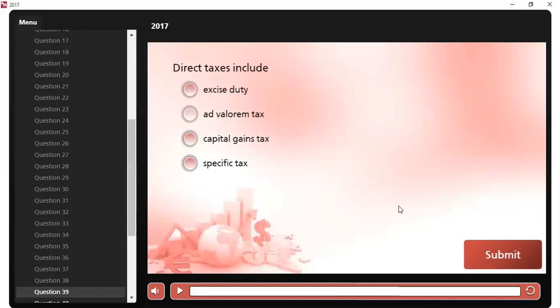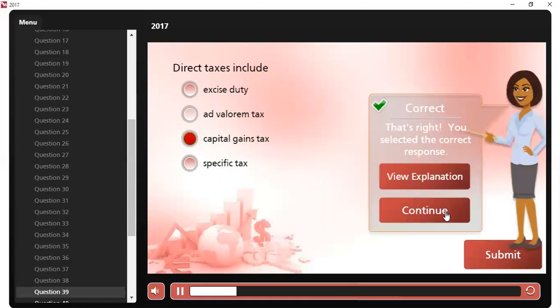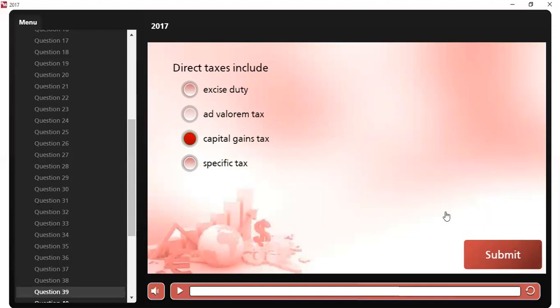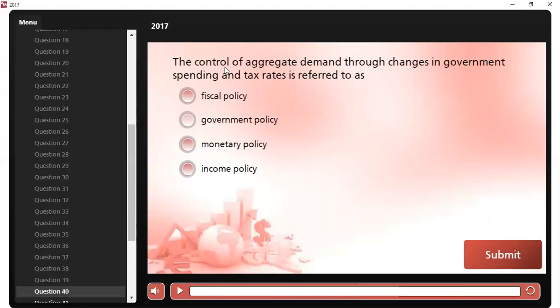Okay, question 39. Direct taxes include capital gains tax. And the final question we will be taking for today has to be question 40. Question 40. The control of aggregate demand through changes in government spending and tax rates is referred to as fiscal policy. Okay.